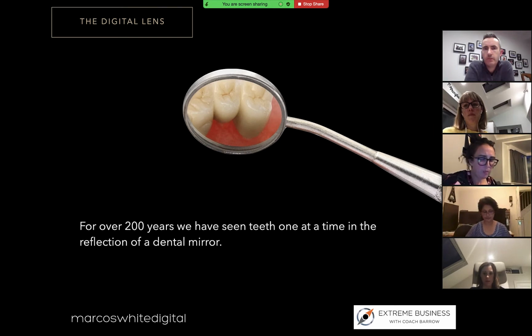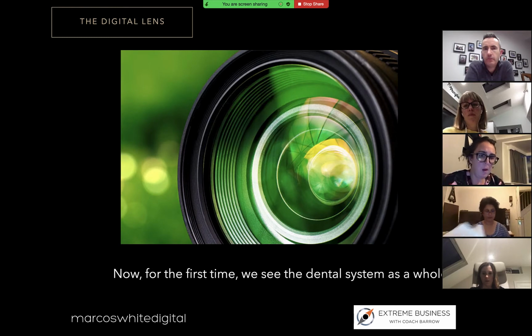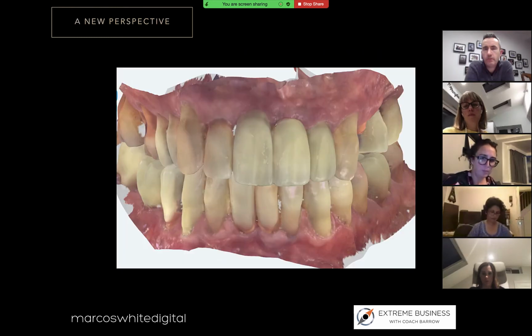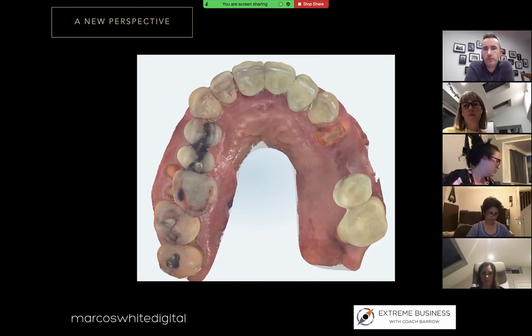For over 200 years, we have seen teeth one at a time in the reflection of a dental mirror. Now, for the first time, we see the dental system as a whole. Okay, it gives us a new perspective. That's my father-in-law's teeth, and I can show them to him very clearly now. If you hold a face mirror up, people can only see the front things. They can't see back teeth. So when we started using this in consults to talk about back teeth, it was incredibly profound.